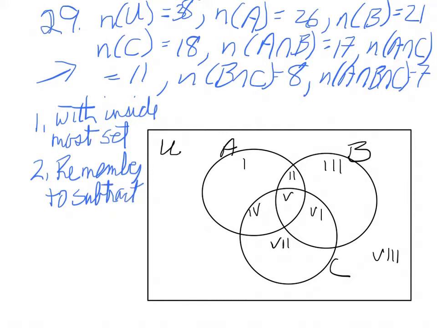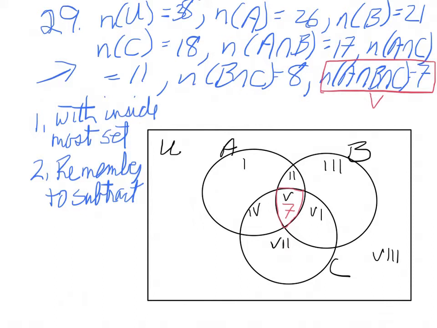So, what would be the inside most set here? Well, the universal set's the biggest set on the outside. So the inside most set is going to be this one right here, region 5. And that region is the number in A intersect B intersect C. That is region 5. So we put a 7 there.